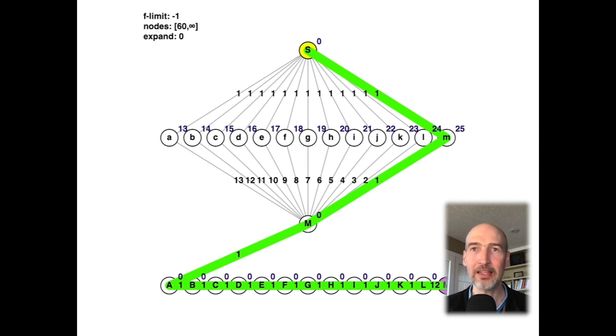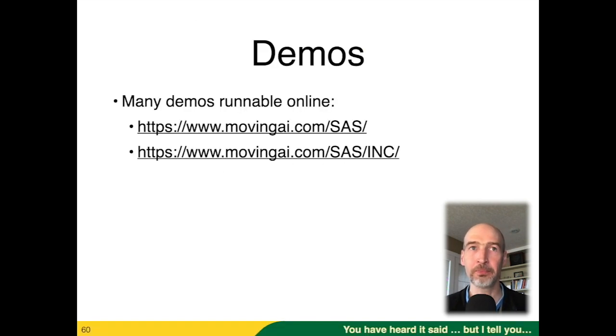The idea here is that by putting this bound on how far we're willing to go, and then growing the number of nodes that are allowed to be expanded exponentially, at every step, instead of using A star and being guided by the heuristic, we can instead use a uniform cost search and be guided by the G cost.